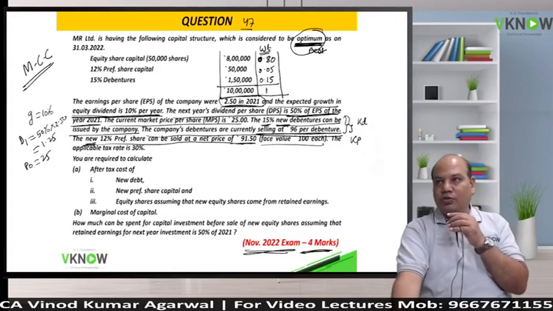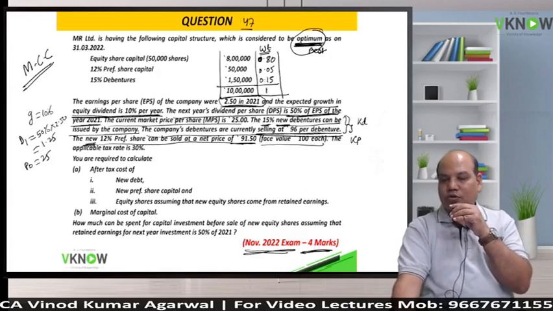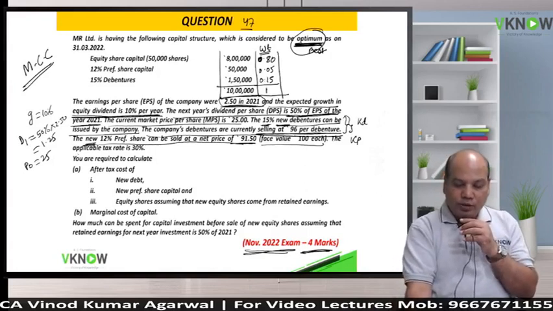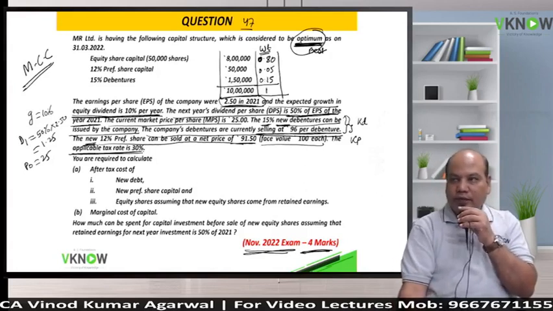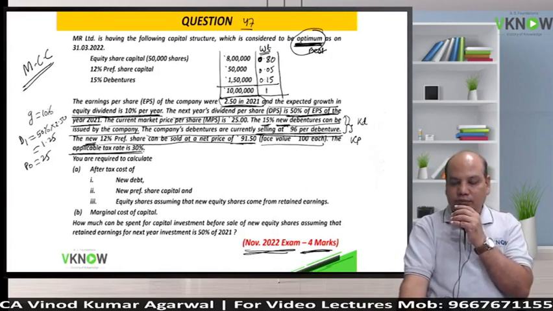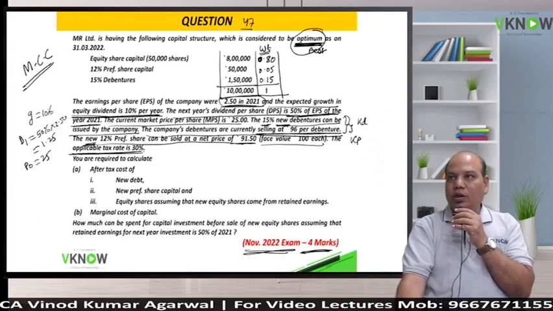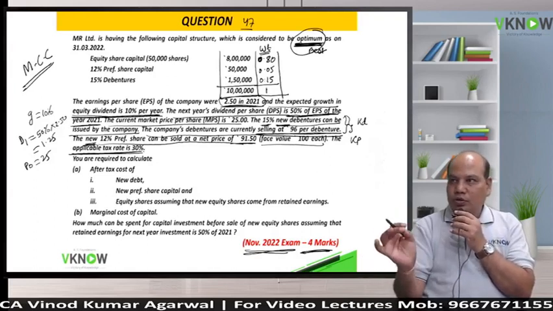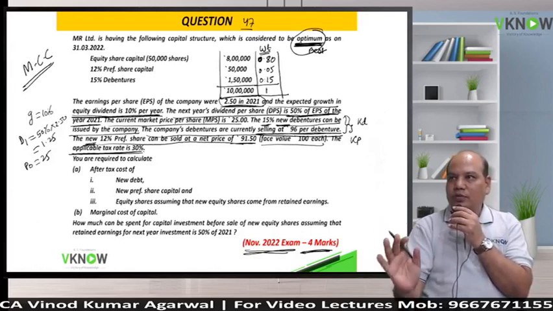We can find cost of equity, cost of debenture, cost of preference share. For debenture, you will require tax rate of 30% because interest is tax deductible expenditure. So again in this question we will learn the calculation of cost of equity, cost of debenture and cost of preference share.